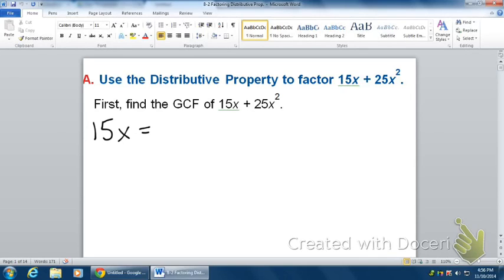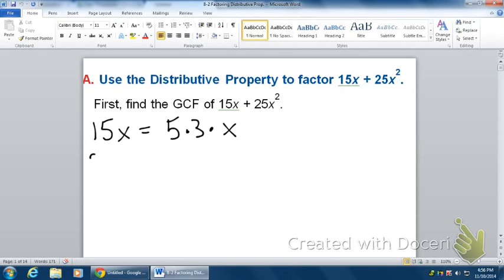Now, 15x, if you factor that out, it would be 5 times 3. That gives me 15. What do I have left? I have an x left. So 15x is completely factored.